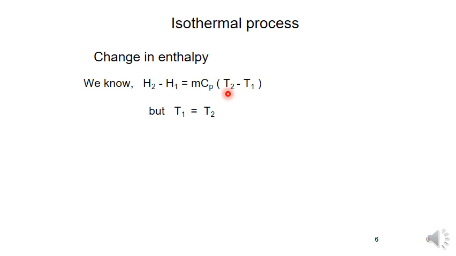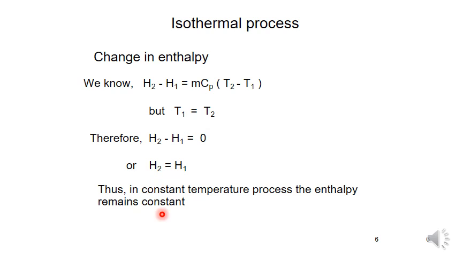Substitute T1 equal to T2. So T2 minus T2 becomes 0, and anything multiplied by 0 becomes 0. So H2 minus H1 is 0. Thus in a constant temperature process, the enthalpy remains constant. Since dT is 0, the change in internal energy and the change in enthalpy are 0 in an isothermal process, or constant temperature process.